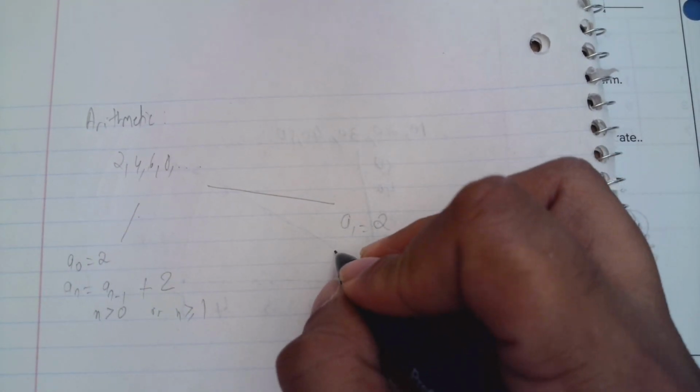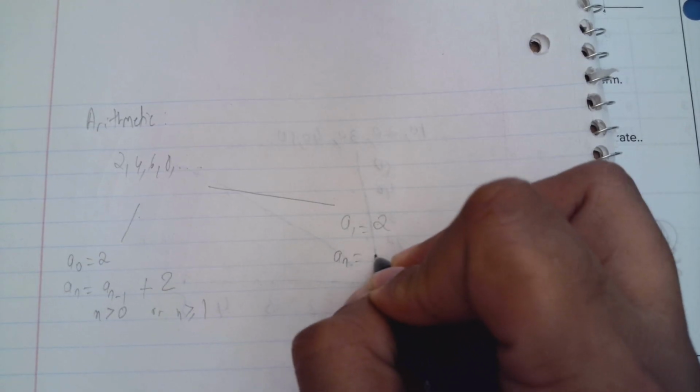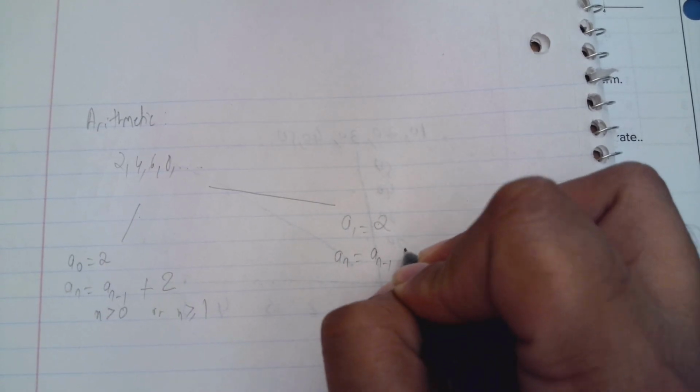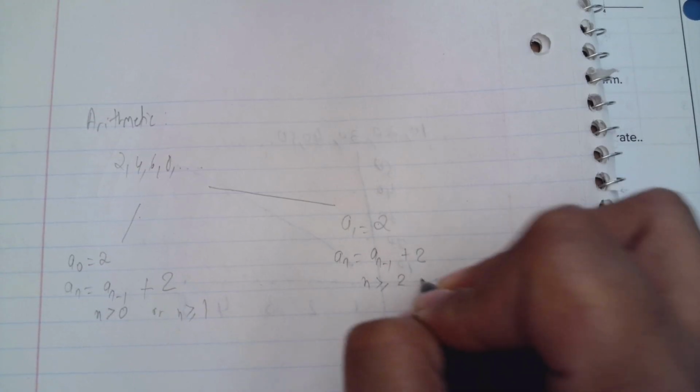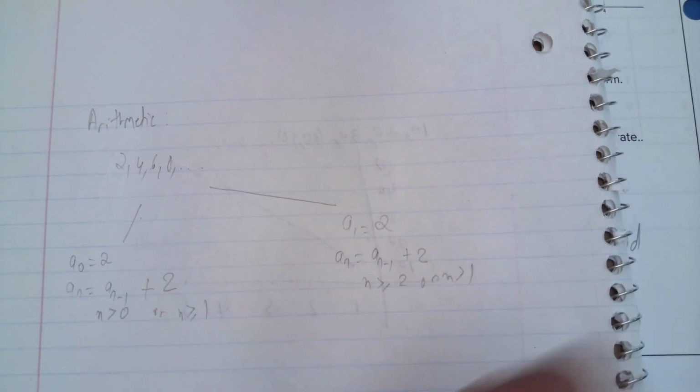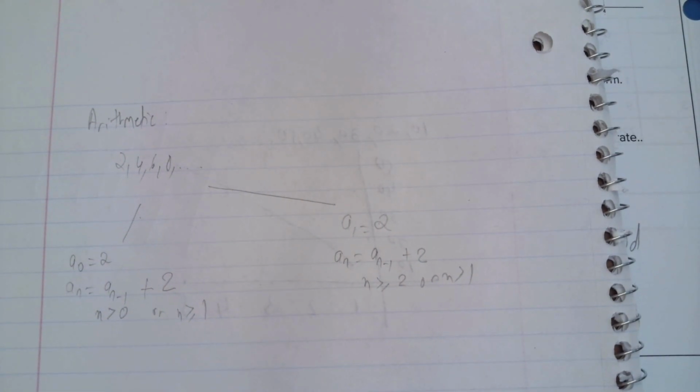Pause the video and see if you can do that. I'm going to do that right now. A of n equals a of n minus 1 plus 2, where n is greater than or equal to 2, or n is greater than 1. That's it. We're done. That's an arithmetic.